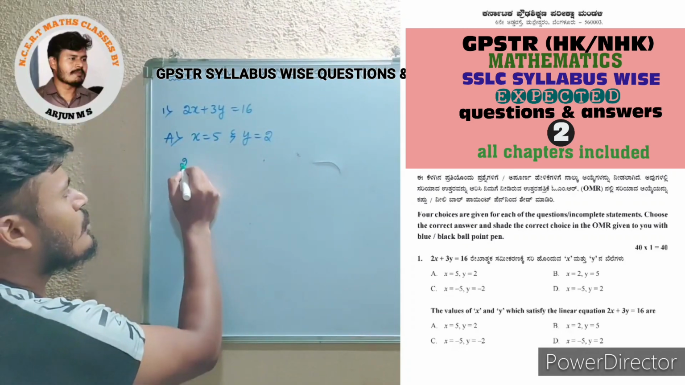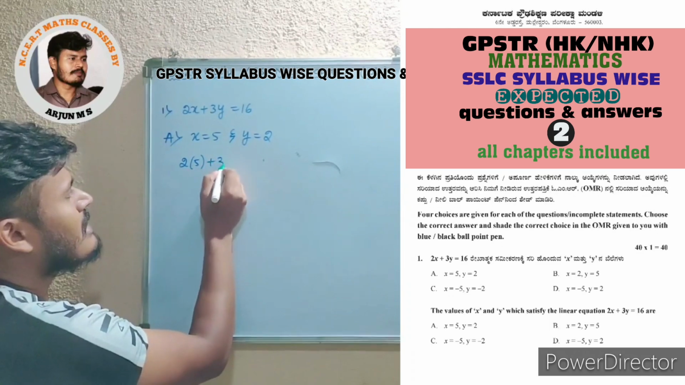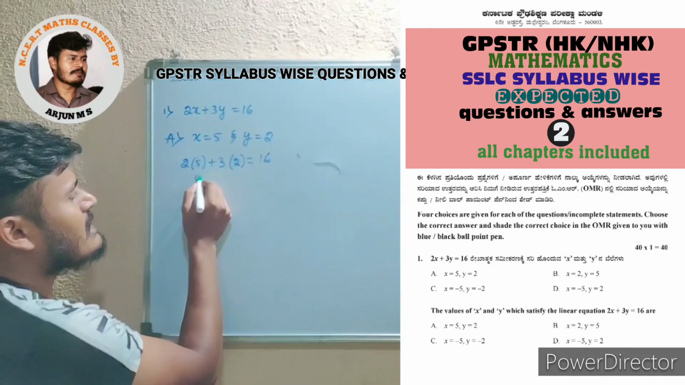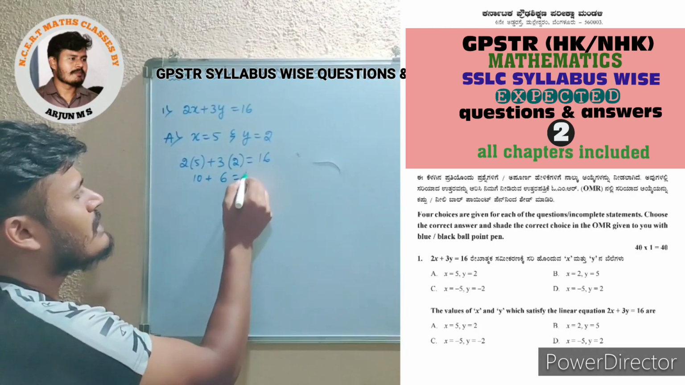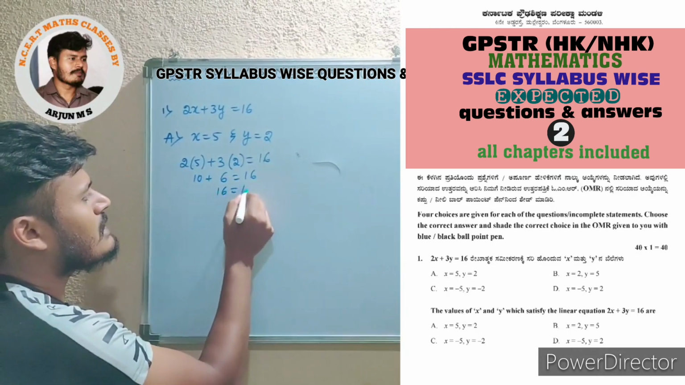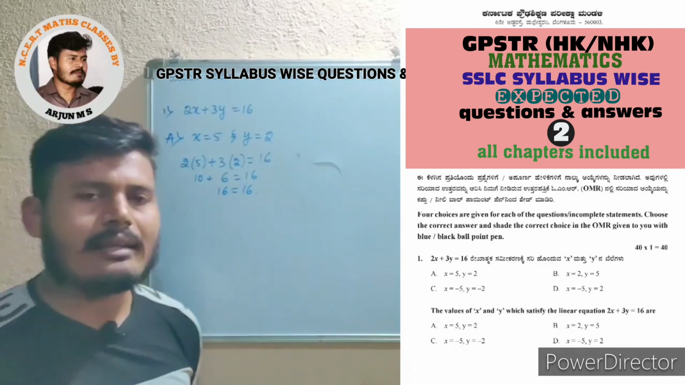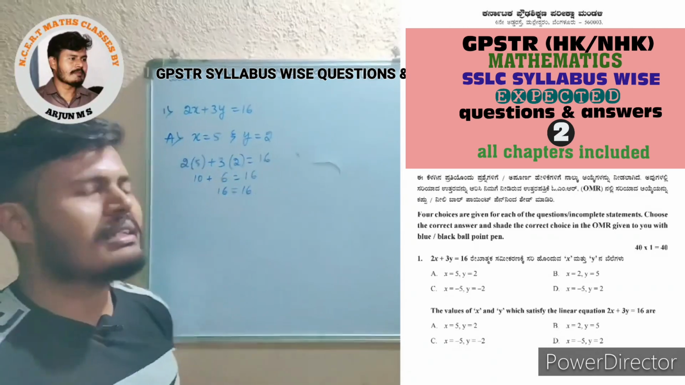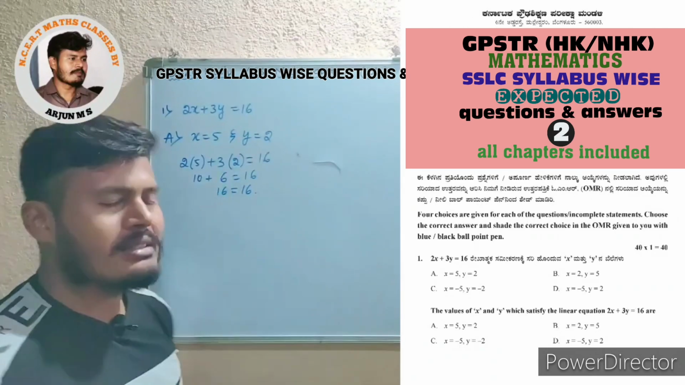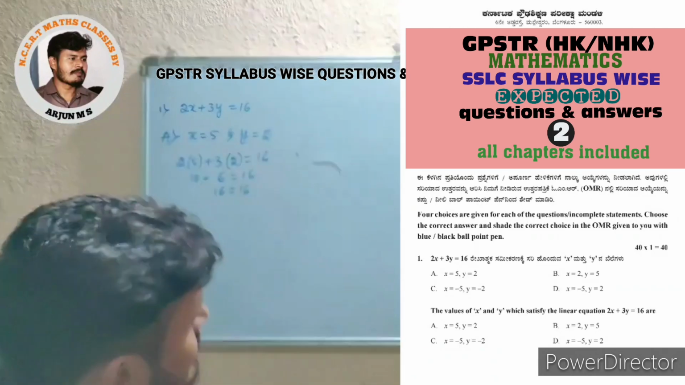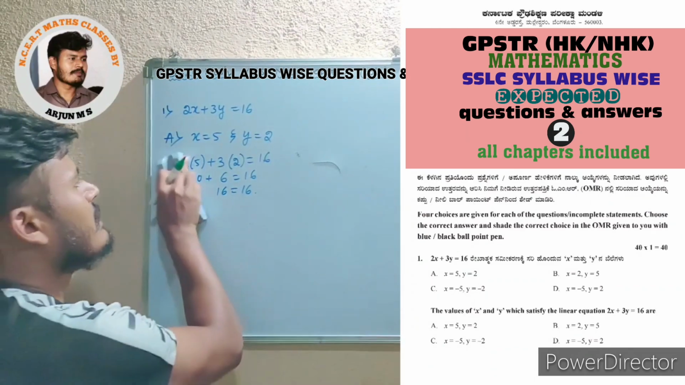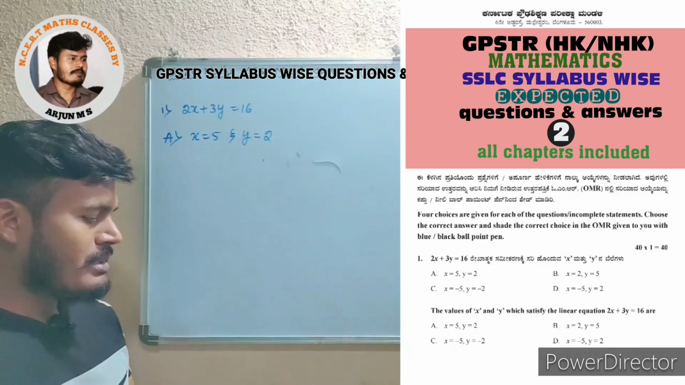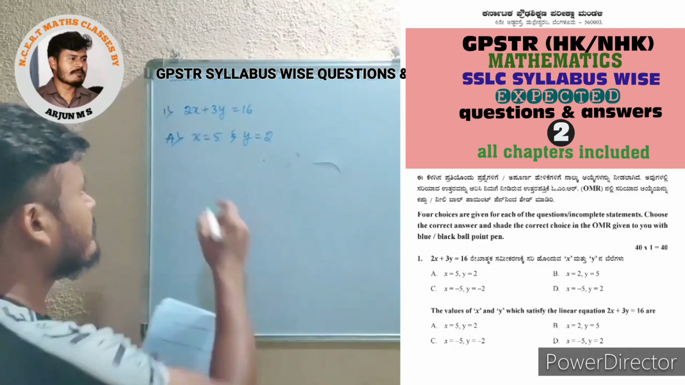You just observe here: 2 of 5 plus 3 of the value of y, which is 2, is equal to 16. Then 2 fives are 10 plus 3 twos are 6, which is equal to 16. Then 16 is equal to 16. Here both LHS and RHS are equal. That's why in this equation the values of x and y satisfy. The value of x is equal to 5 and the value of y is equal to 2, right? So here option A is the correct answer. So now we are moving on to the second question.